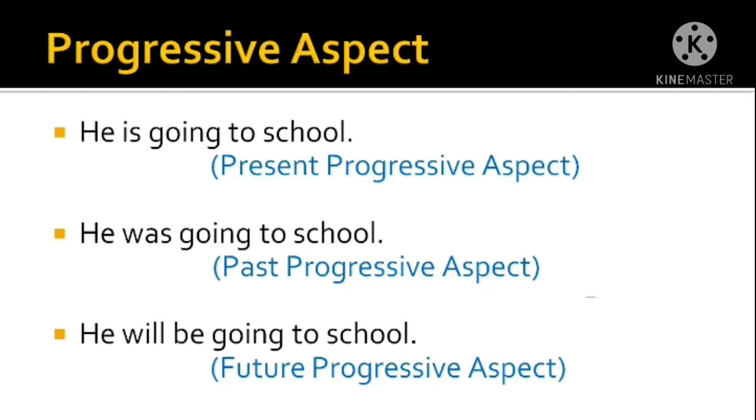But now I feel that you have understood the difference between the present progressive aspect, past progressive aspect, and future progressive aspect as well. So in general terms, you can simply say this is nothing but the continuous tense. Present continuous tense, he is going to school. Past continuous tense, he was going to school. Future continuous tense, he will be going to school.